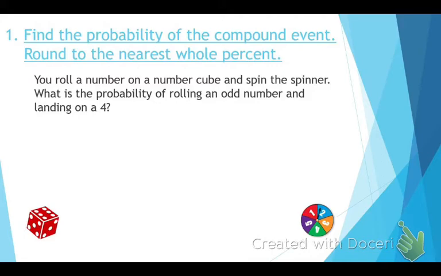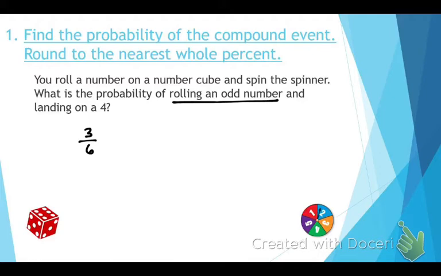So for this problem, it says that you roll a number on a number cube and you spin the spinner. What's the probability of rolling an odd number and landing on a 4? So what's the first thing we're looking for here, class? Rolling an odd number. Okay, so let's look down here at this. How many odd numbers are there on the number cube? 3 out of how many? 3 out of 6. That's my first event.